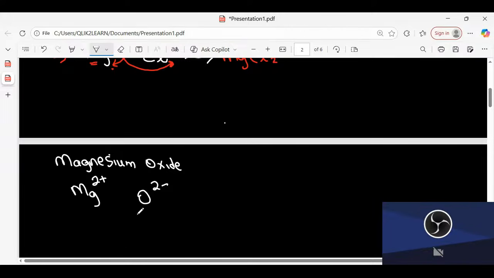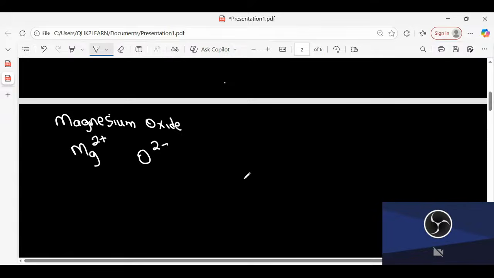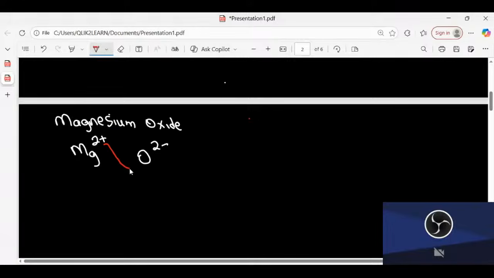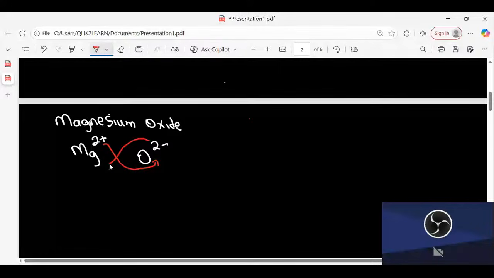So now what we're going to do, we need to write the chemical formula. And when we write the chemical formula, remember we said that we take the 2 of this Mg and write it here, and the 2 we write there. Don't write the charge signs, we just need the numbers. So this will be Mg2O2.